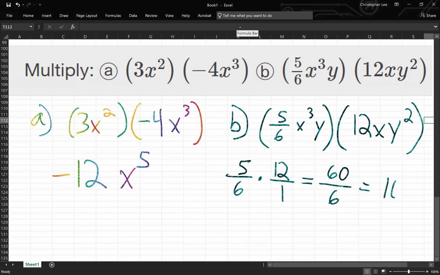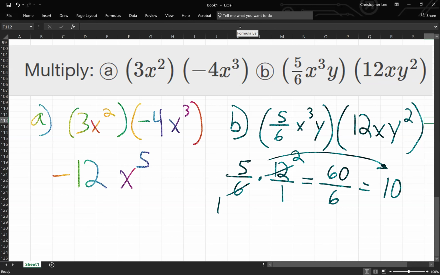Now, I'm not as good at math as you guys are, so this is how I would have done it. I got 5 over 6 times 12 over 1. 6 goes into 6 once. 6 goes into 12 two times. 5 times 2, 10. That's how I do it, because I don't know my timetables. I'm just faking it till I can make it, you know?